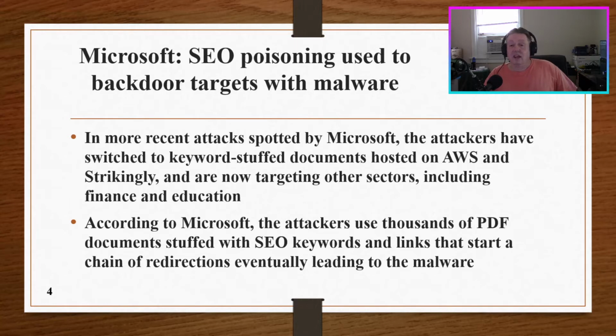In more recent attacks spotted by Microsoft, the attackers have switched to keyword-stuffed documents hosted on AWS, and are now targeting other sectors including finance and education. According to Microsoft, the attackers used thousands of PDF documents stuffed with SEO keywords and links that start a chain of redirections, eventually leading to the malware.